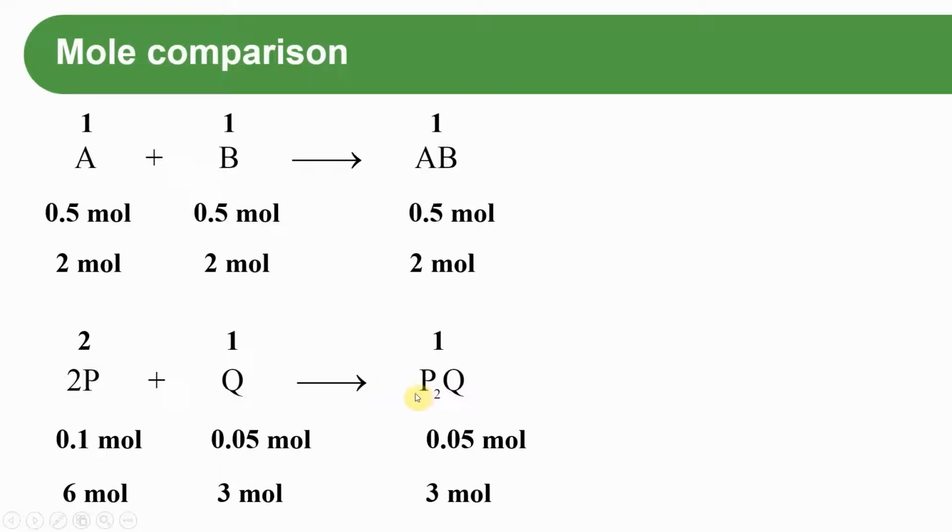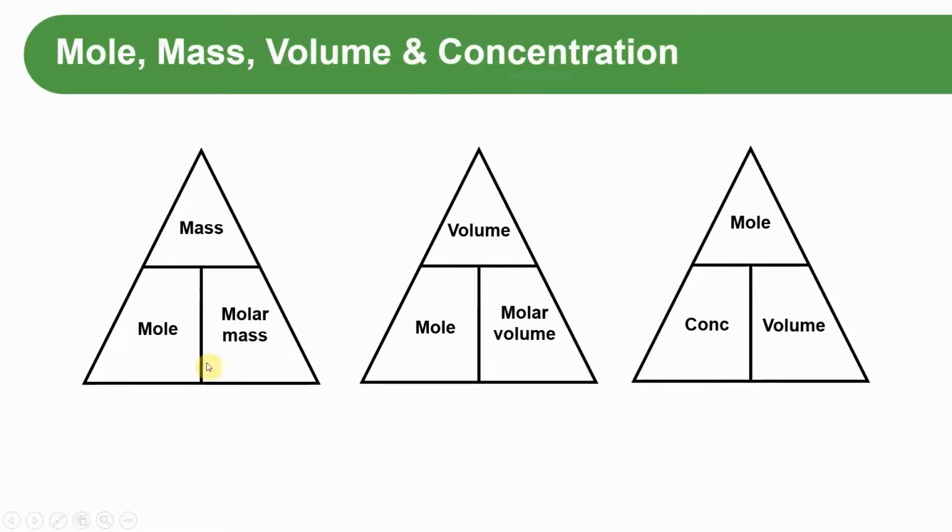So be reminded, whenever we do calculations for chemical reaction, the first thing we want to get is the number of mole for all the reactants. So that's why these 3 formulas, they are very important. You need to know how to get the mole if you are given the mass, volume, and concentration. So let's look at some examples.